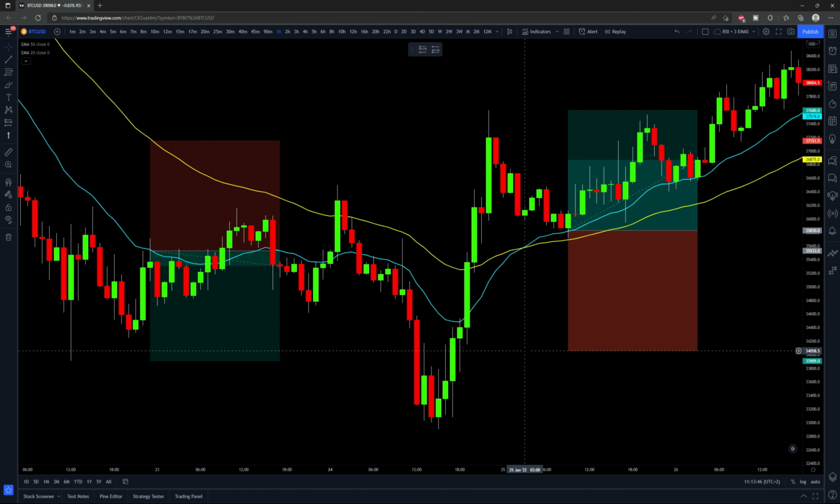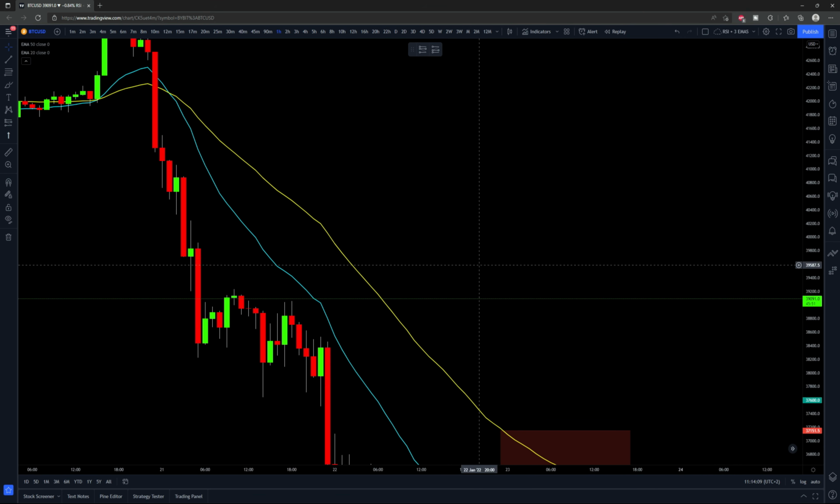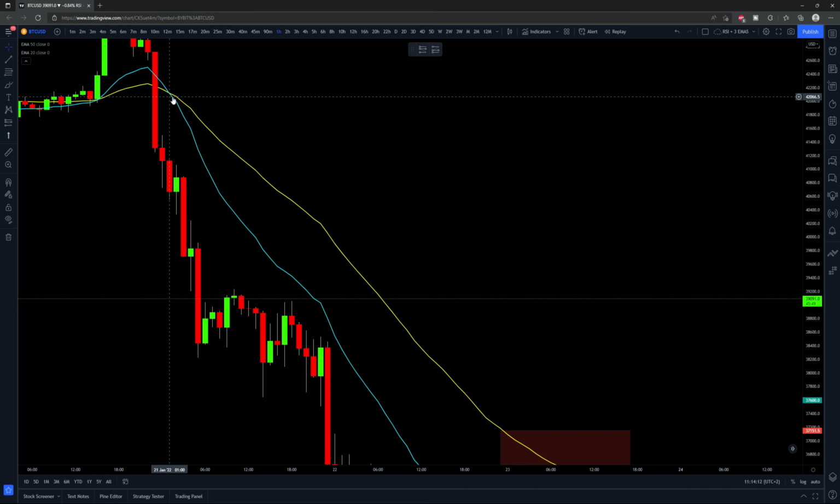Now let's go over the different rules to take an entry using this strategy. The first step to this strategy is waiting for the 20-period exponential moving average to cross over the 50-period exponential moving average. If it crosses up over the 50-period, then you're going to be looking for a long trade. If the 20-period exponential moving average crosses below the 50, then you're going to be looking for a short trade.